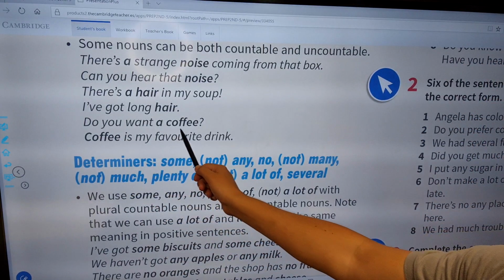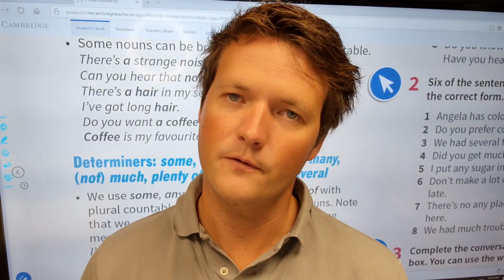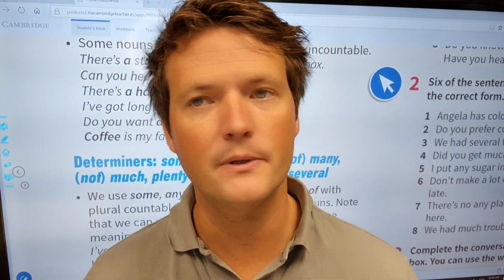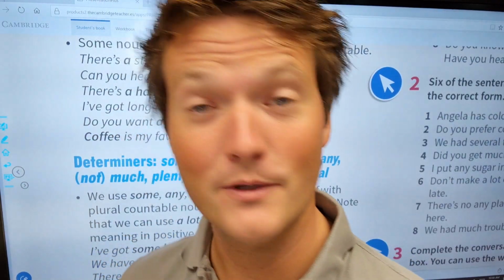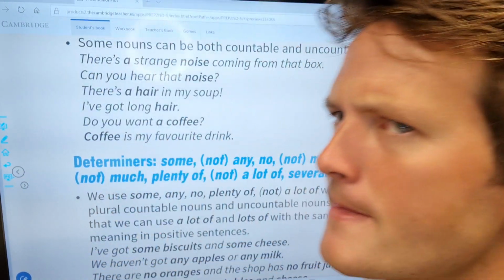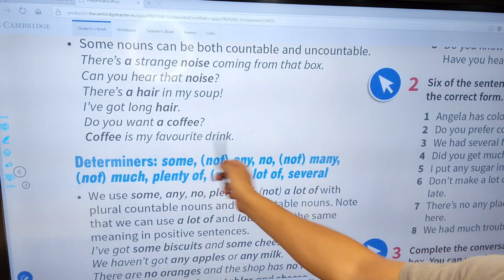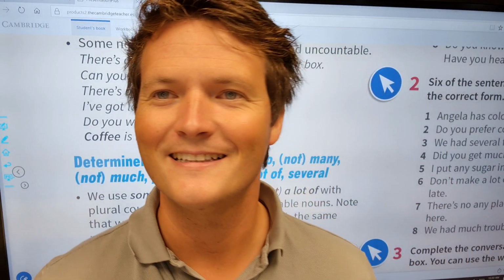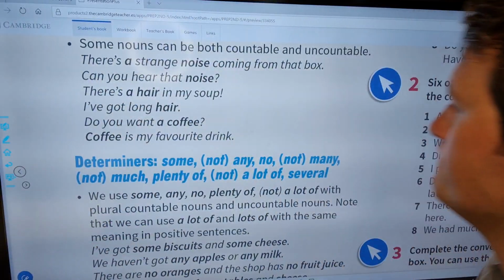Do you want a coffee? Yes, obviously, a cup of coffee maybe is more correct, but people say that. They say, I want to grab a coffee. Yeah? Do you want to get a coffee sometime? Very creepy, but people say it. Coffee is my favourite drink. Coffee, uncountable. Coffee, the drink, is my favourite, right?